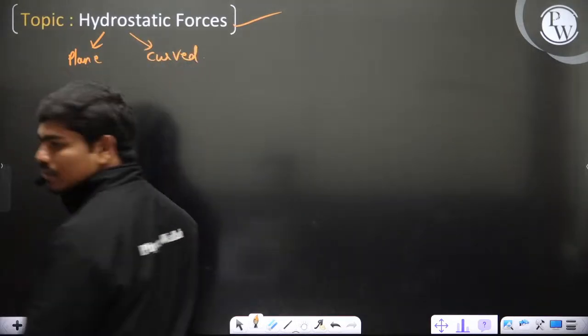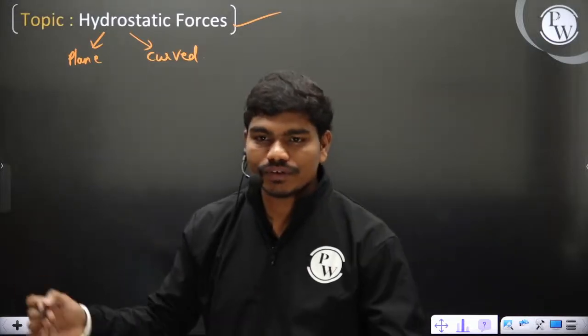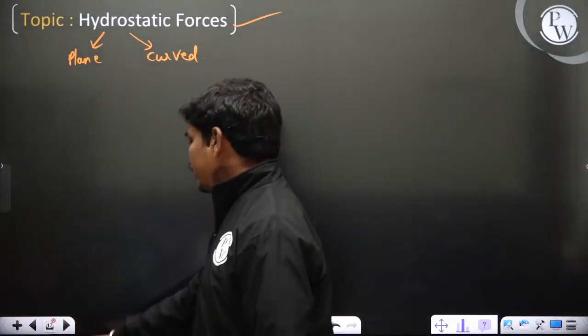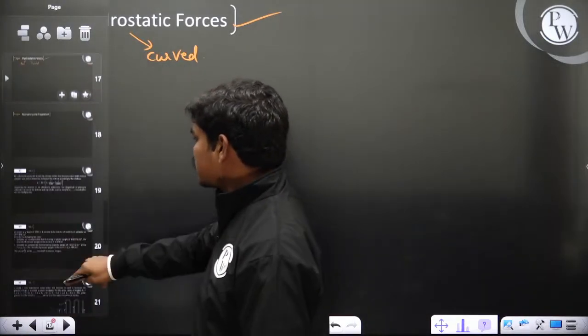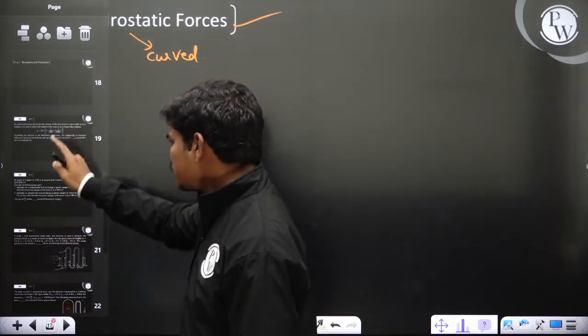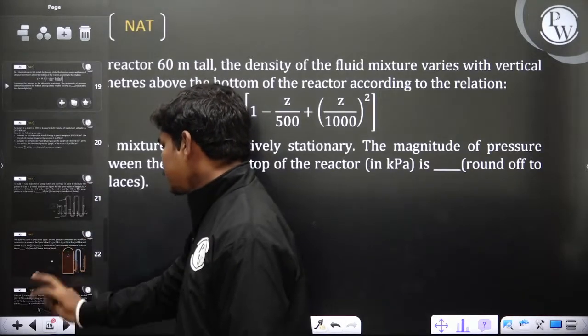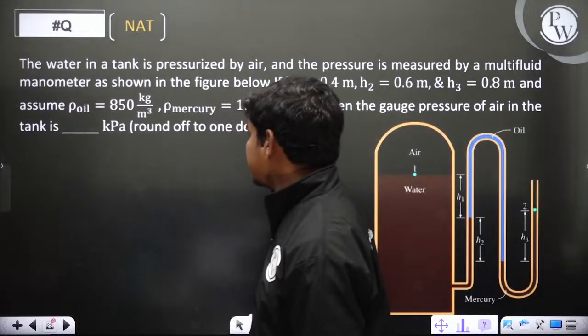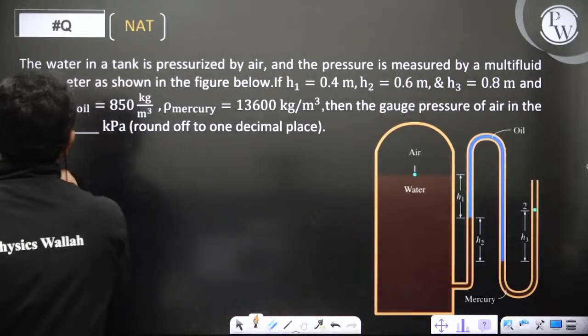Maybe some 15 to 20 minutes is left. Before going for this, we'll solve certain numericals which could be helpful. For example, I'll make you solve one manometer question which you may find easy to solve. Come on, let us solve this.